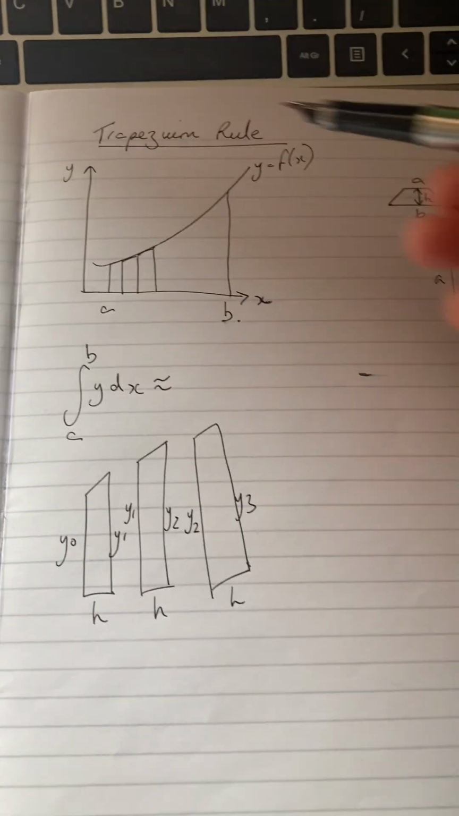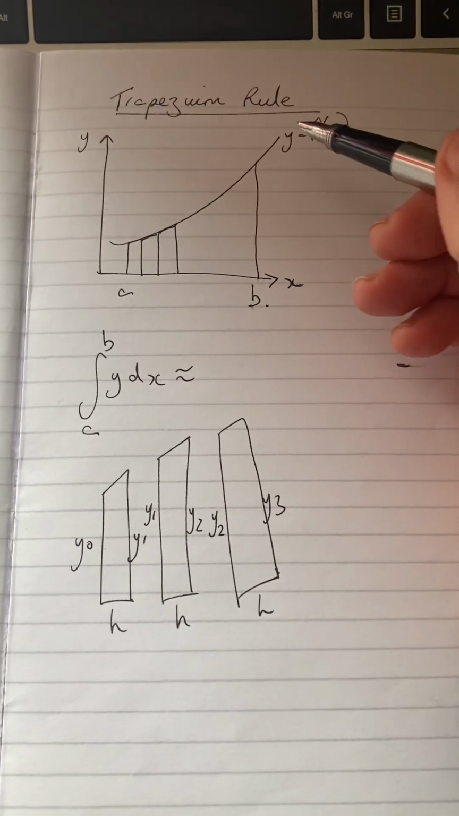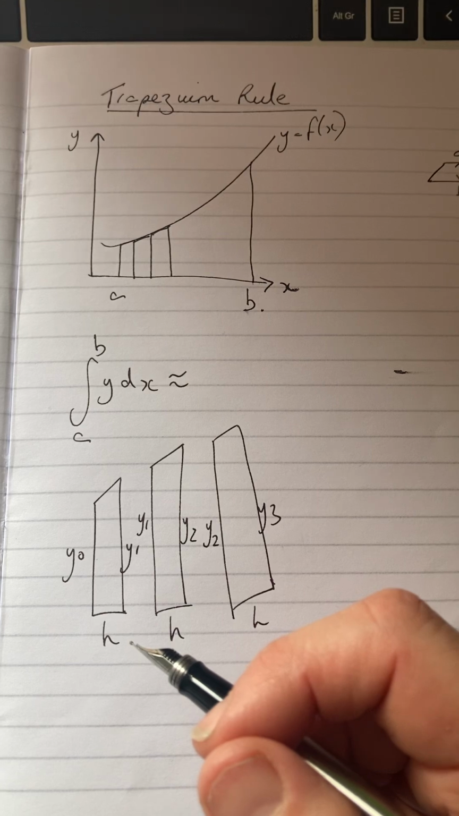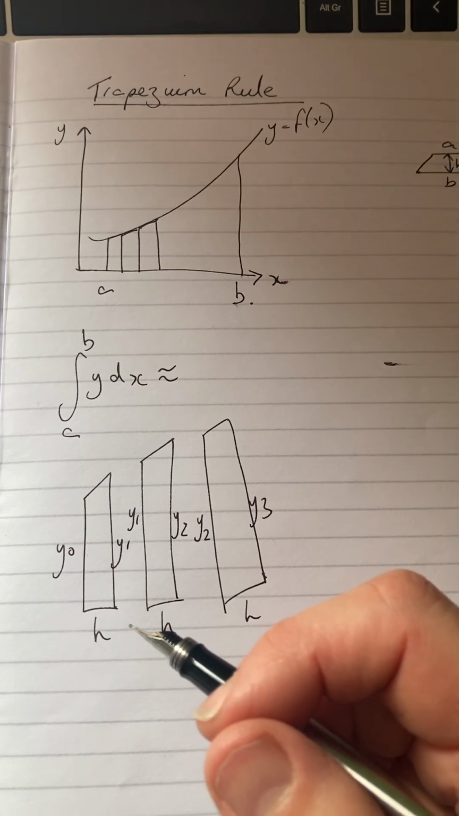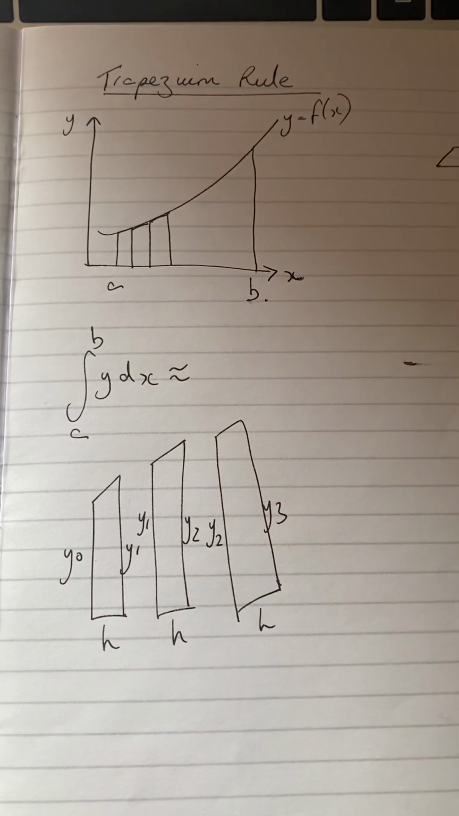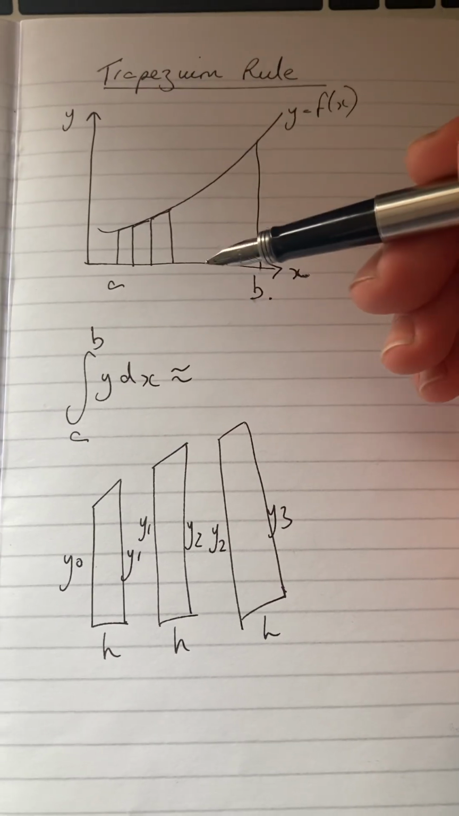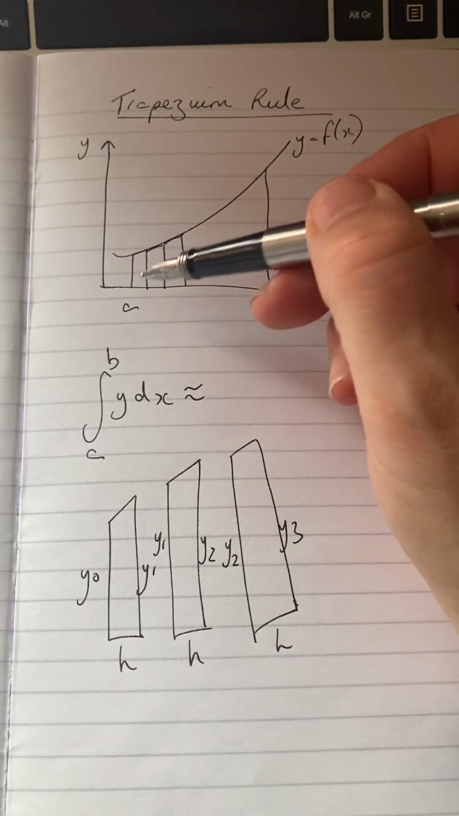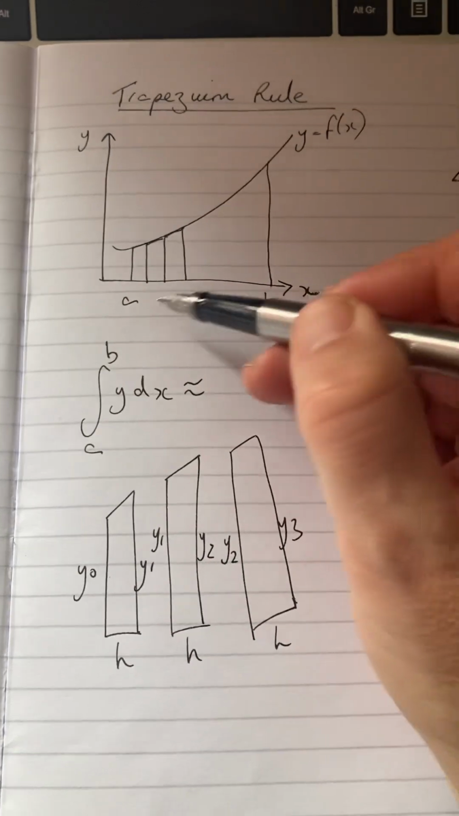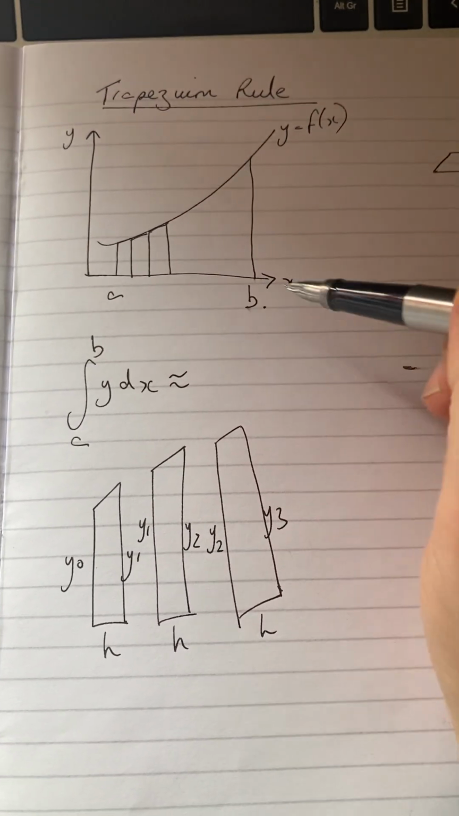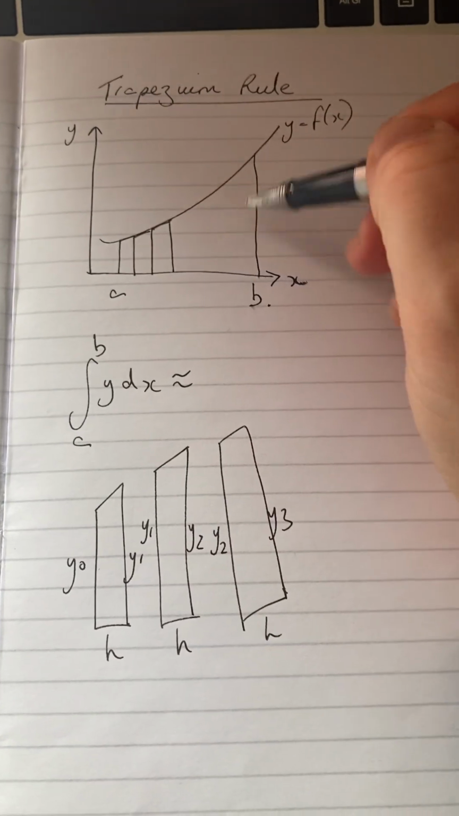Right, so this little video is about the trapezium rule. The trapezium rule is a numerical way of finding an approximation to an area under the curve by essentially splitting the area underneath the curve between two limits, which in this case are a and b, into trapeziums.